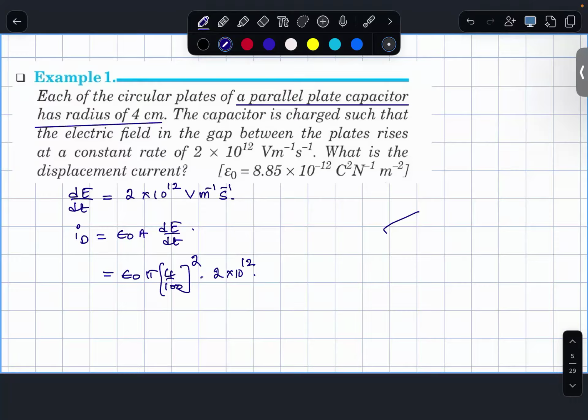Okay, any doubts? I'm not putting till the last step. I think that's fine.